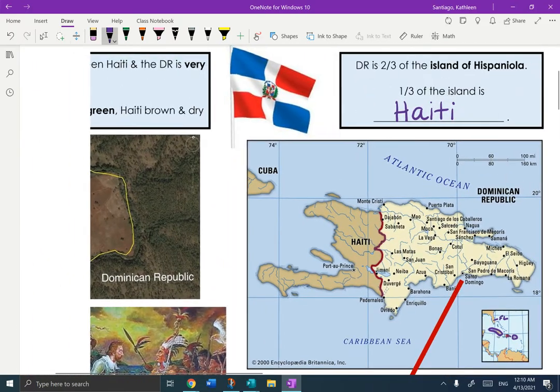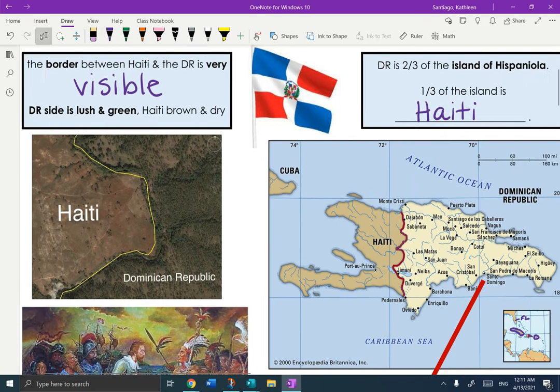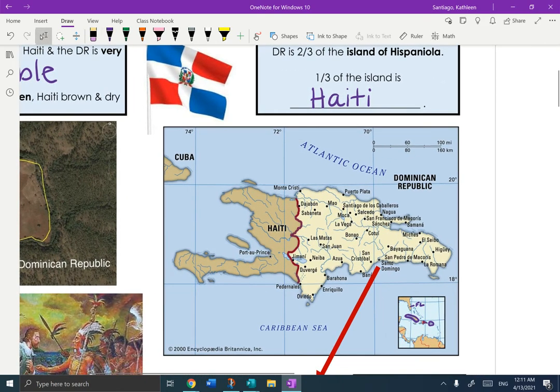If we look at an aerial map, this is the actual aerial map of the border between the Dominican Republic and Haiti. And the box above says the border between Haiti and the Dominican Republic is very visible. The Dominican Republic side is lush and green, and the Haitian side is brown and dry. Haiti is much poorer than the Dominican Republic and seems to have less resources.